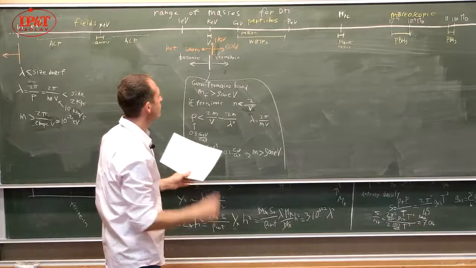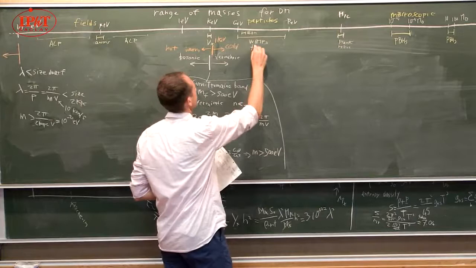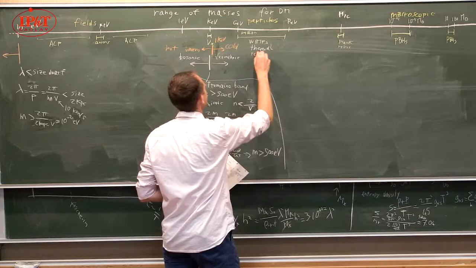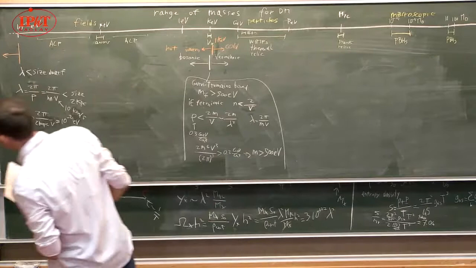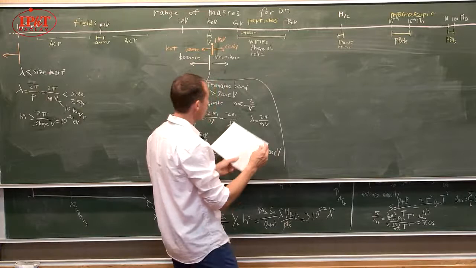The WIMP window is also constrained, rather the thermal relic dark matter window. So dark matter which is produced by annihilations from the early universe due to the freeze-out mechanism is also constrained to be more or less in the same window here by two kinds of arguments. The first one is the so-called unitarity bound that more or less sits here.